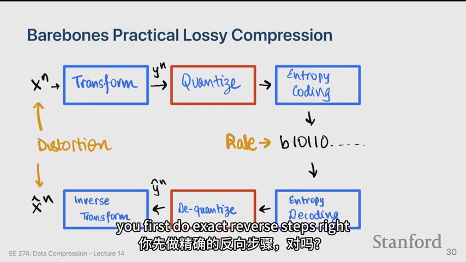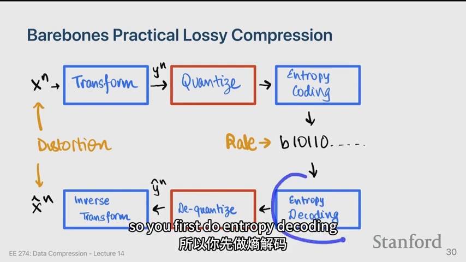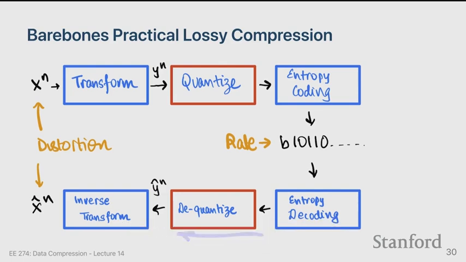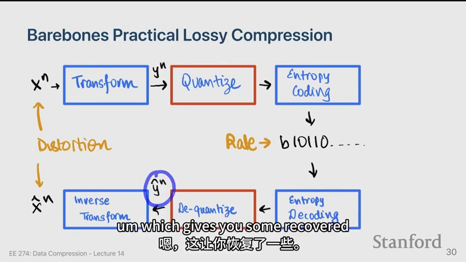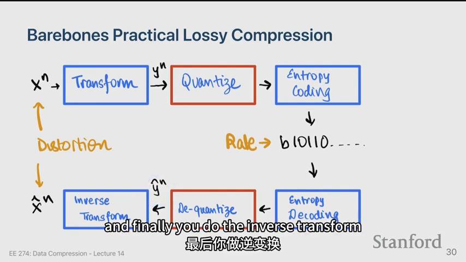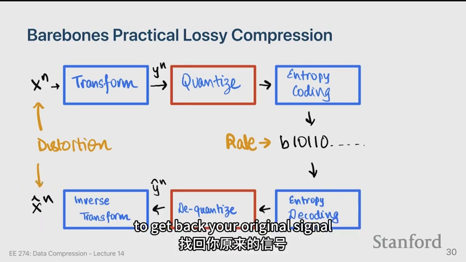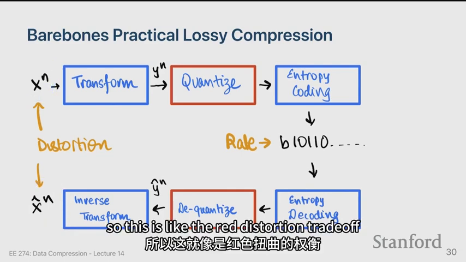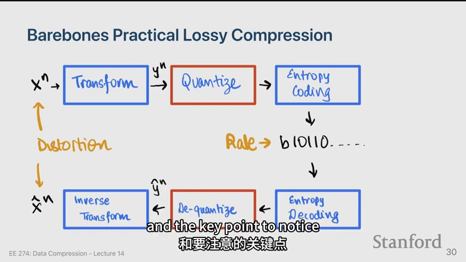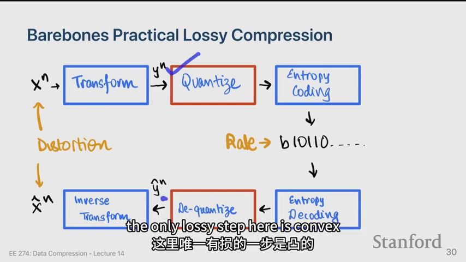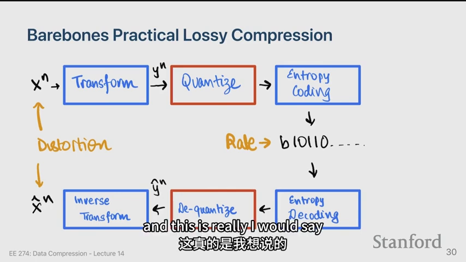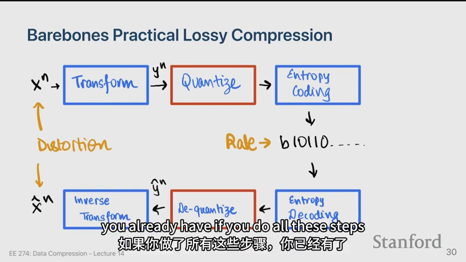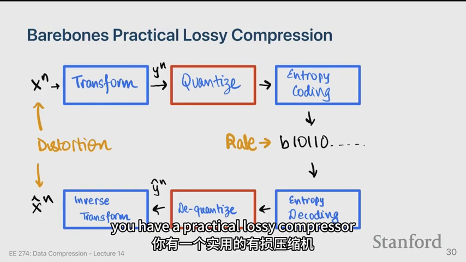And then on the decoder side, you first do the exact reverse steps, right? So you first do entropy decoding. That gives you the codebook indices, which you can use to dequantize, which gives you some recovered transformed vectors. And finally, you do the inverse transform to get back your original signal. Your distortion is between what you started with and what you ended with, right? So this is the rate distortion trade-off. The key point to notice is that the only lossy step here is quantize. This is the bare bones practical compressor. If you do all these steps, you already have a practical lossy compressor.